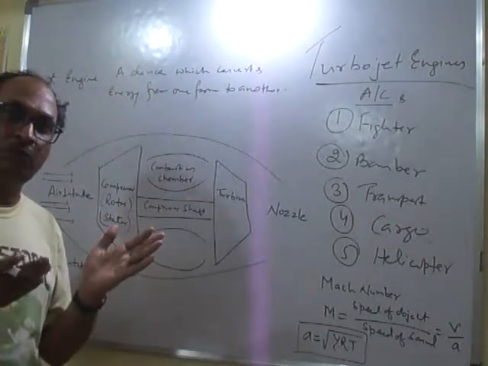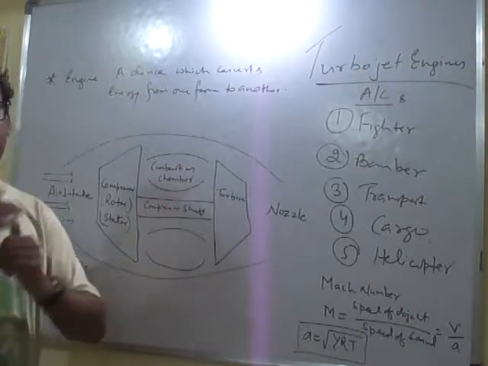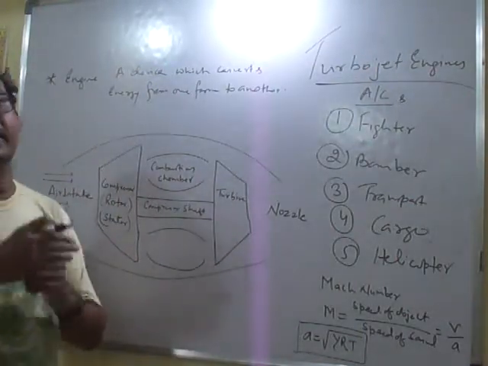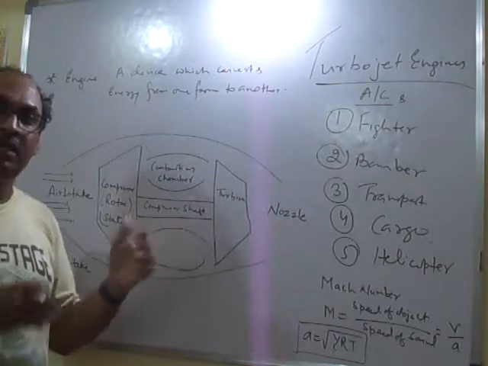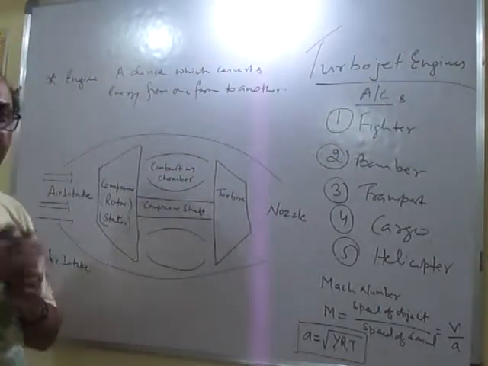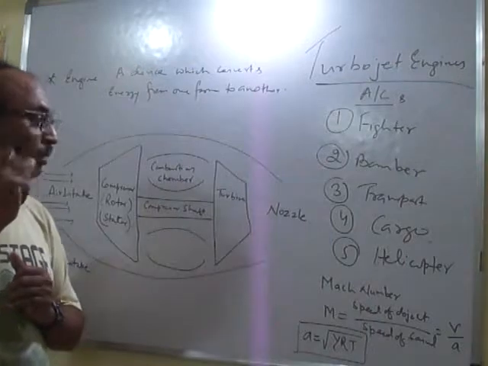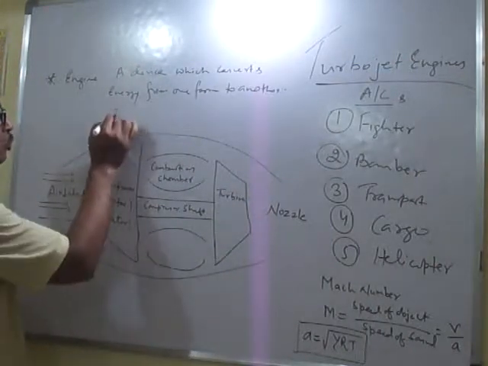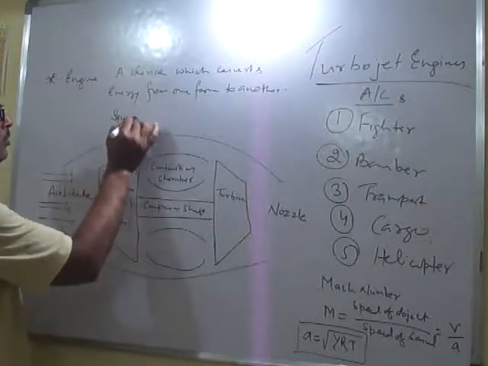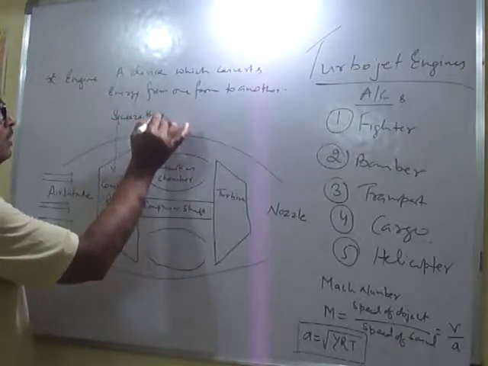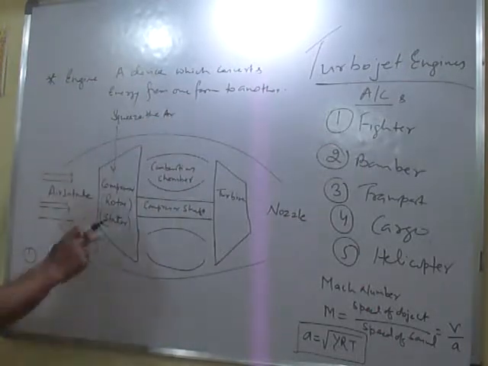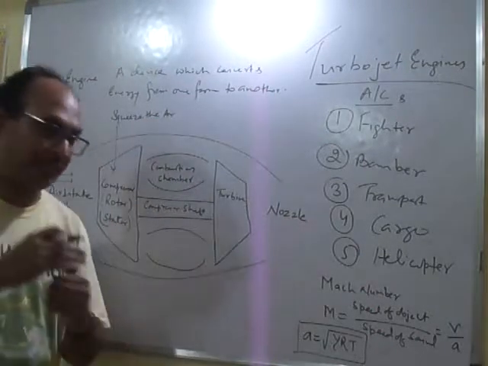So converging means the area is reducing, the inlet area is more and the outlet area is less. Diverging means the inlet area is less and the outlet area is more. So a squeezing action will be taking place. The role of the compressor is to squeeze the air, and thereby increase the pressure. So the role of the compressor is to increase the pressure.